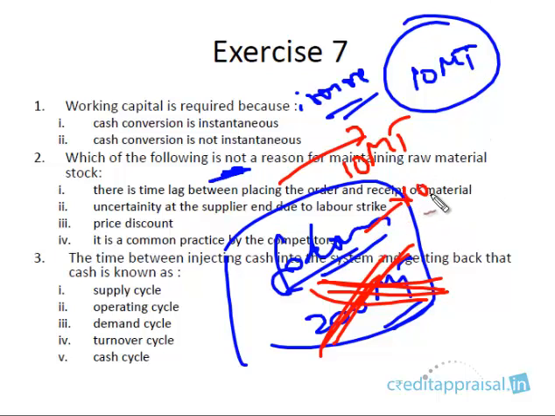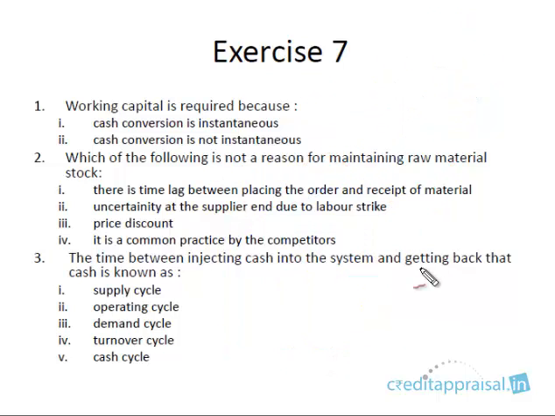Next day morning, you ask the supplier again to bring in 10 tons, right? So there is no need to maintain any stock. So why are companies maintaining this raw material stock? We already discussed this also. There is a time lag between placing the order and receipt of material. This is one of the reasons why companies maintain stock of raw material.